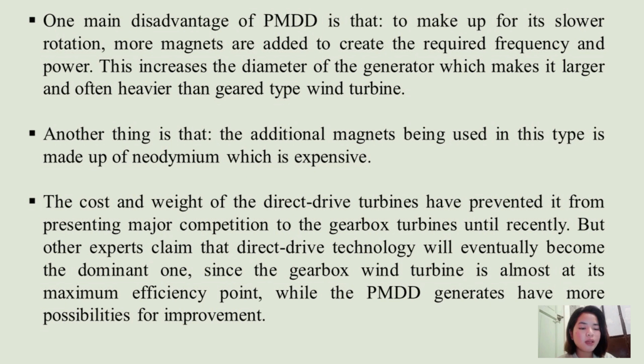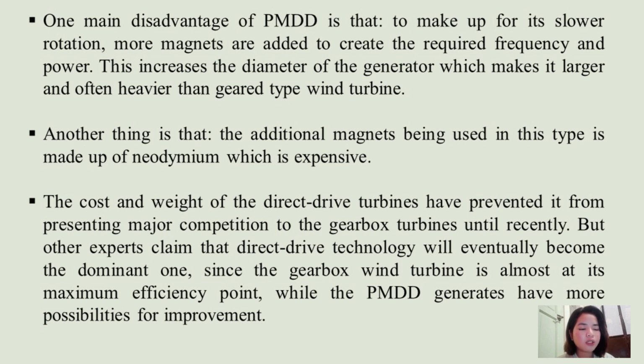And next, the main disadvantage of PMDD is that to make up for its lower rotation, more magnets are added to create the required frequency and power. This increases the diameter of the generator, which makes it larger and often heavier than a gear-type wind turbine. Another thing is that the additional magnets being used in this type are made out of neodymium, which is expensive.